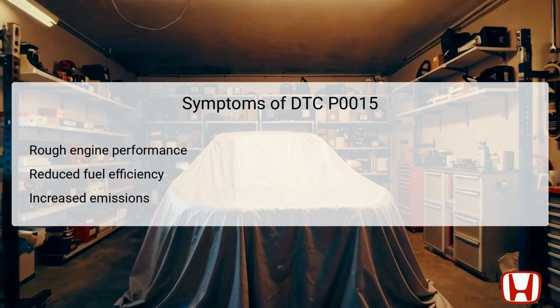The symptoms associated with the DTC P0015 can significantly impact the vehicle's overall performance. One noticeable symptom is rough engine performance, which can manifest as hesitation during acceleration or irregular idling. Additionally, due to the inefficiency in the VTC system, drivers may experience reduced fuel efficiency as the engine struggles to optimize its timing for various conditions. This can lead to increased fuel consumption and ultimately higher operating costs.